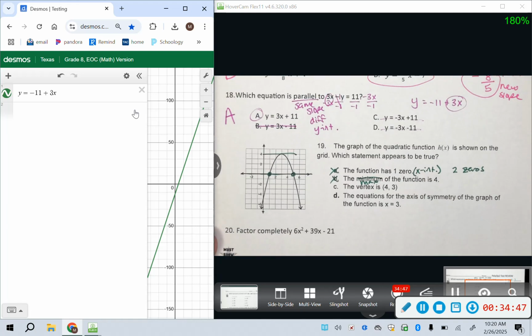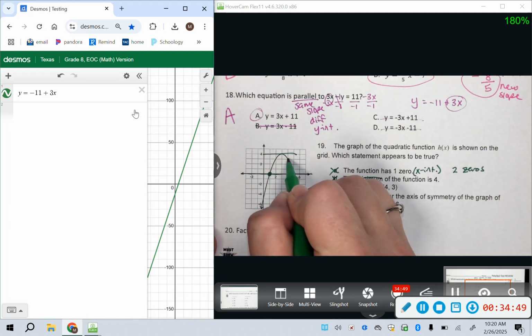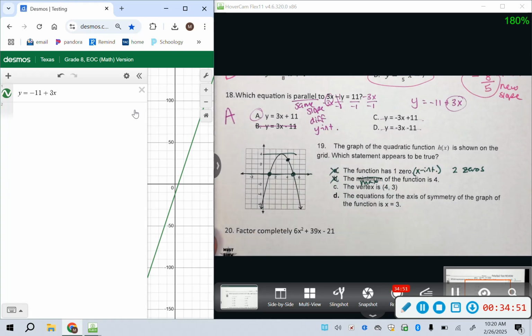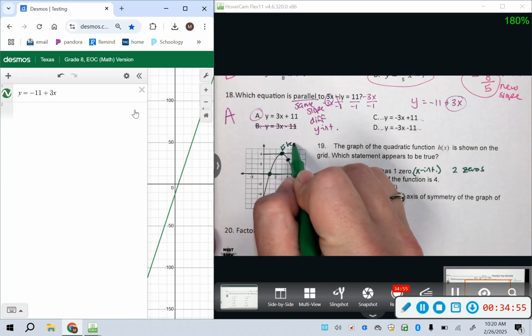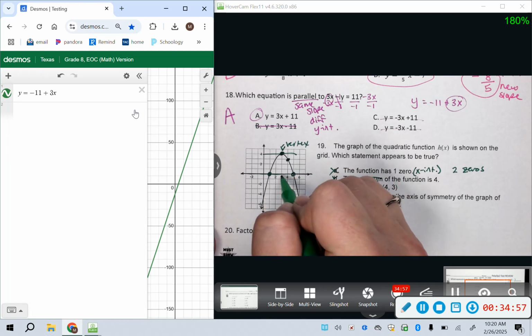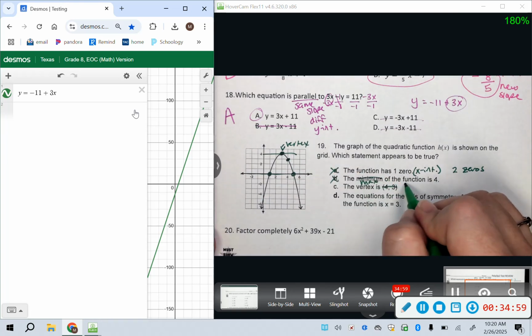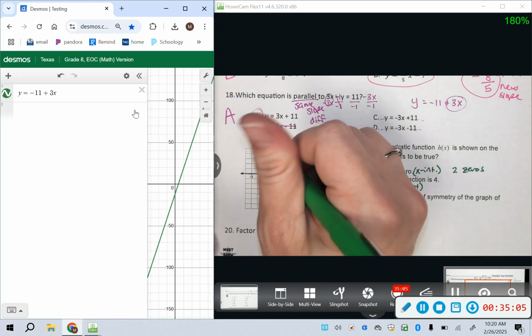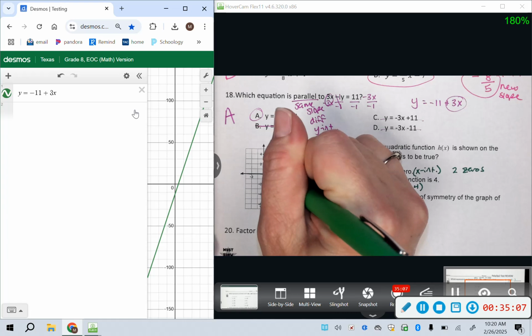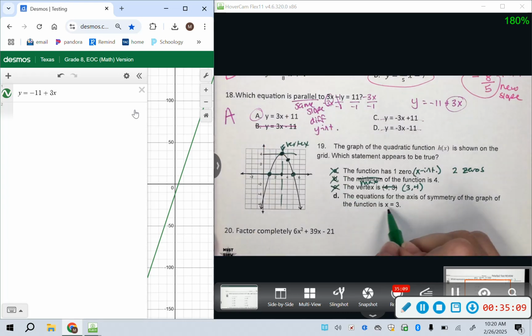Okay, it says the vertex is 4, 3. Well, your vertex is your minimum or maximum. So here it's a maximum. This is my vertex. So my vertex is actually 3, 4, so that's not my answer. And then it says the equation for the axis of symmetry, that's what cuts it in half, which is right here at 3, is x equals 3, which is true. So D is my answer.